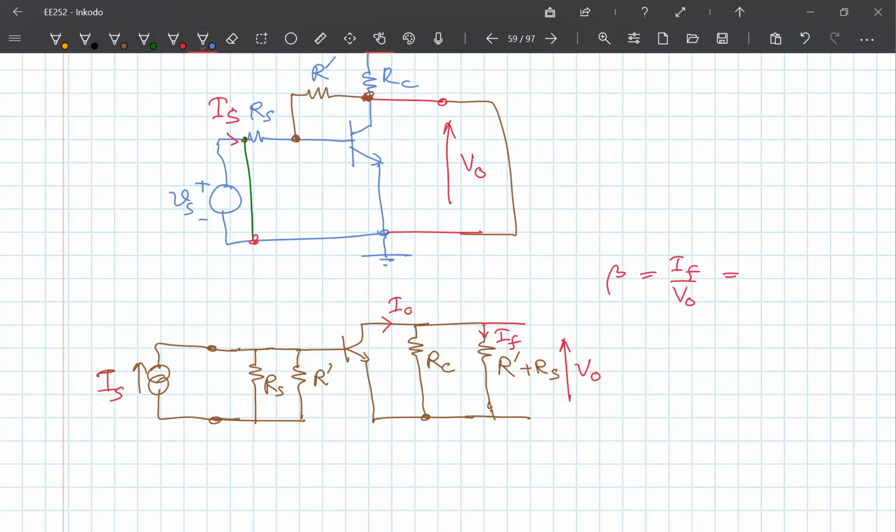So value wise, this will be equal to 1 over R dash plus RS. Okay, because we have V out is equal to IF times R dash plus RS. Therefore, my feedback signal is that. Let me see if I have marked the voltages in the correct direction.